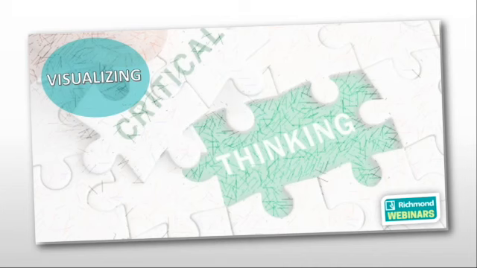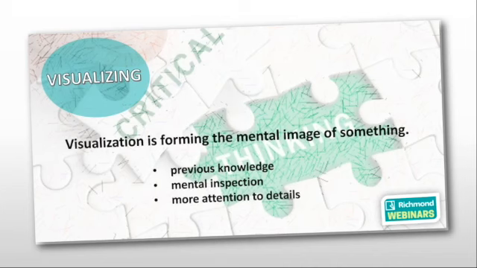Okay, another one is visualizing. Visualizing is specifically to form mental images of something, right? And usually when you visualize, you are going to fall back on previous knowledge. So when you say visualize, the first thing you're going to do is have a mental inspection of an image. So boom, it pops out in your brain, and then you're visualizing because you're going to use previous knowledge and you're going to pay more attention to details. So that is visualizing, going into details.